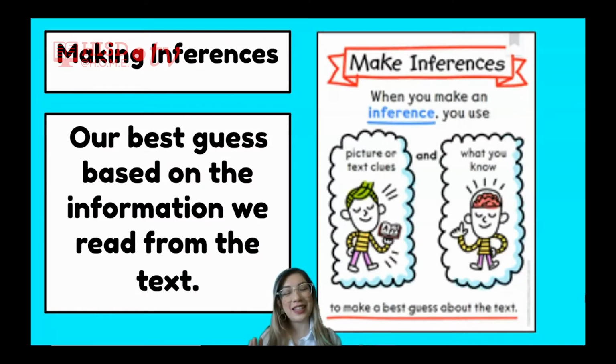Making inferences. When you make an inference, it's our best guess based on the information we read from the text. When you make an inference, you use pictures or text clues and what you know to make the best guess about the book. So we have to make sure we look very carefully at the pictures and the words, and we take what we already know in our head to make a guess about what's going to happen in the story or how the character is feeling in the story. Let's practice.